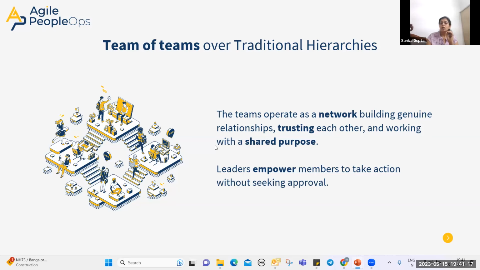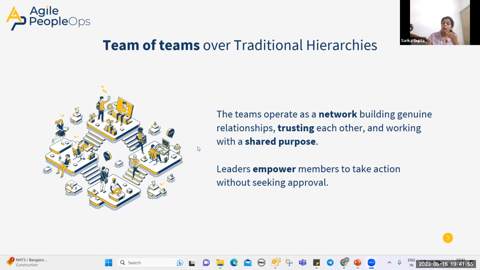Let's understand this with an example. Say, for example, a software development company may use a team of teams approach to build a new application. They will create a team which will consist of developers, designers, quality managers, customer support representatives, all working together towards a shared goal. Now, what will happen when these people work together? This approach will allow for faster decision making and will promote collaboration between teams, leading to what? Leading to a more efficient and effective product development process.